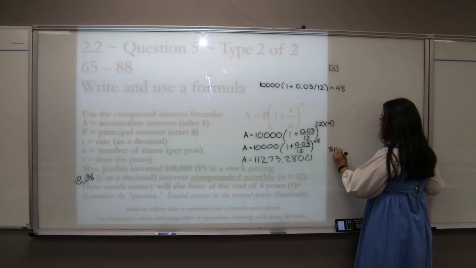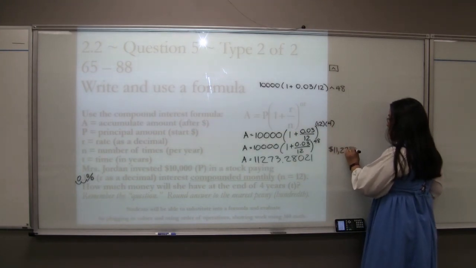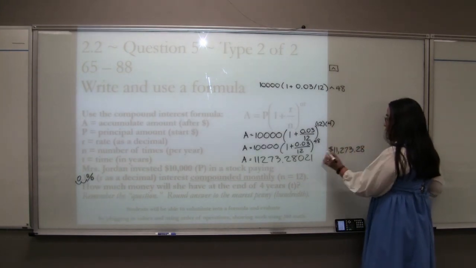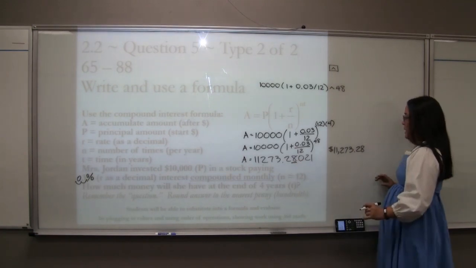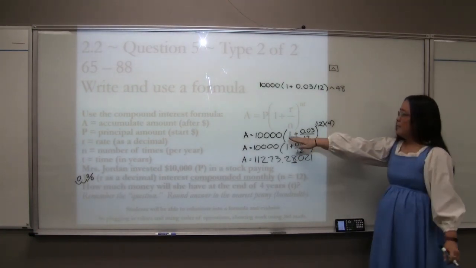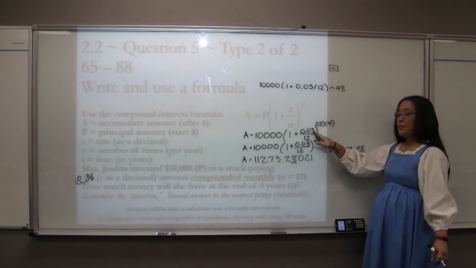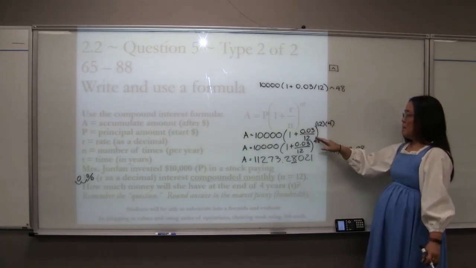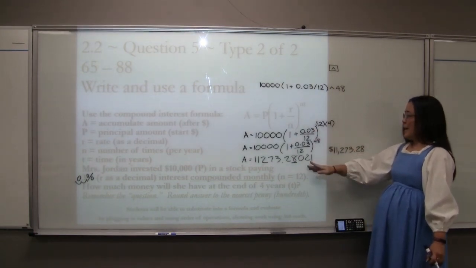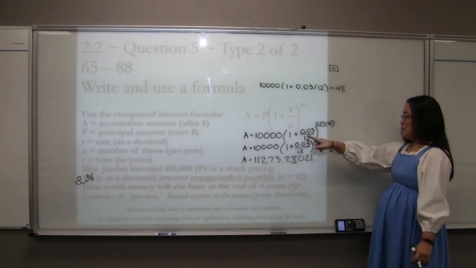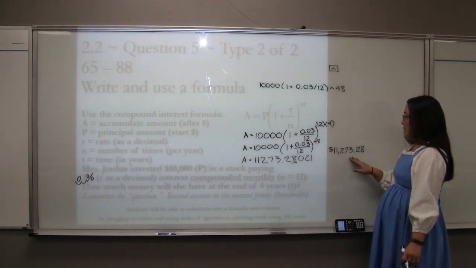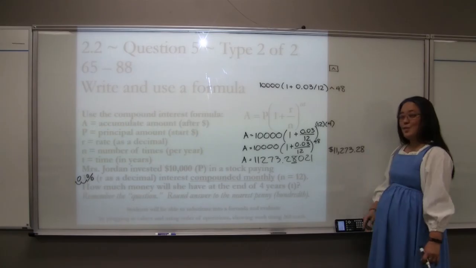So it says we want to round it correctly to our pennies. So if you had $10,000 and you were able to get 3% interest, compounded monthly for 4 years. At the end of those 4 years, your $10,000 would become $11,273.28.